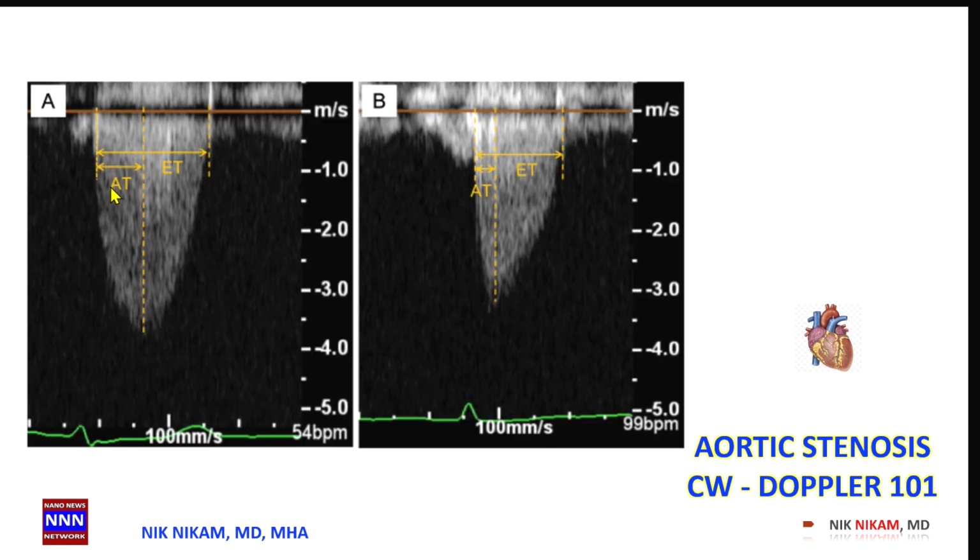I was talking to you about the acceleration time and the ejection time. In patients with severe aortic stenosis, it takes longer time for the wave to reach the peak. As a result, the acceleration time will be longer and the ejection period will be slightly shorter. Look at this acceleration time, which is much longer compared to this acceleration time. And of course, if you look at the gradient, this is close to 3.75, and this is close to 3.25, something like that.